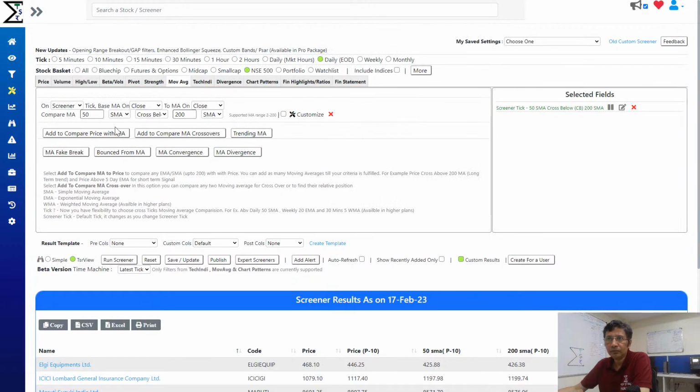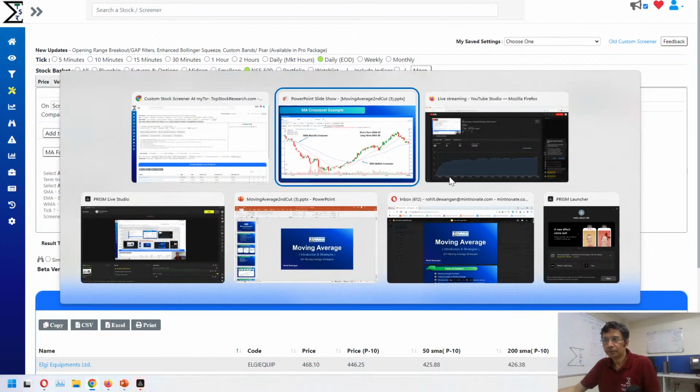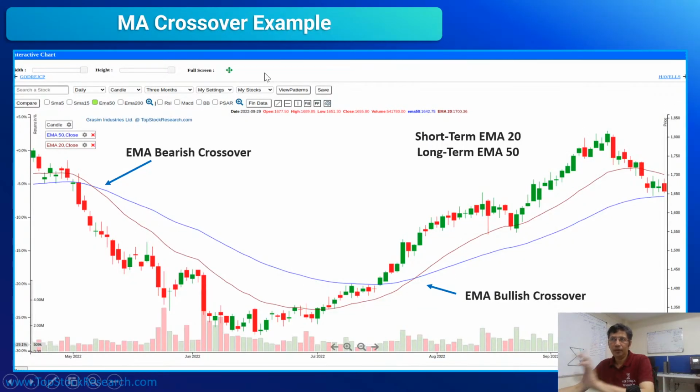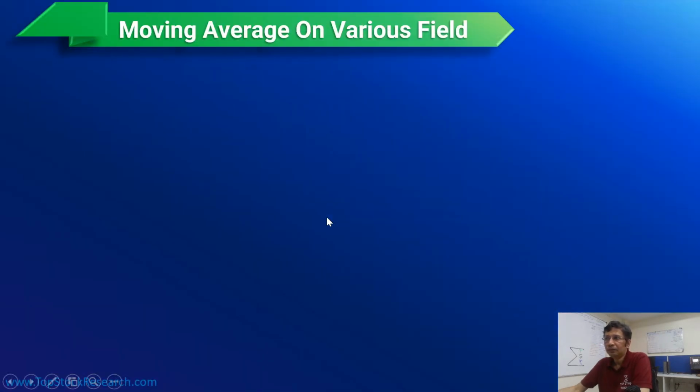Apart from this, you have an option of choosing various different moving averages, right? Also, you can plot on various fields. So you can plot moving average on close price, which is most common. You can also plot on open, high, low, and other variations of it, which we'll cover in a short while. Okay. So what we have covered is moving average crossover with certain examples and charts.